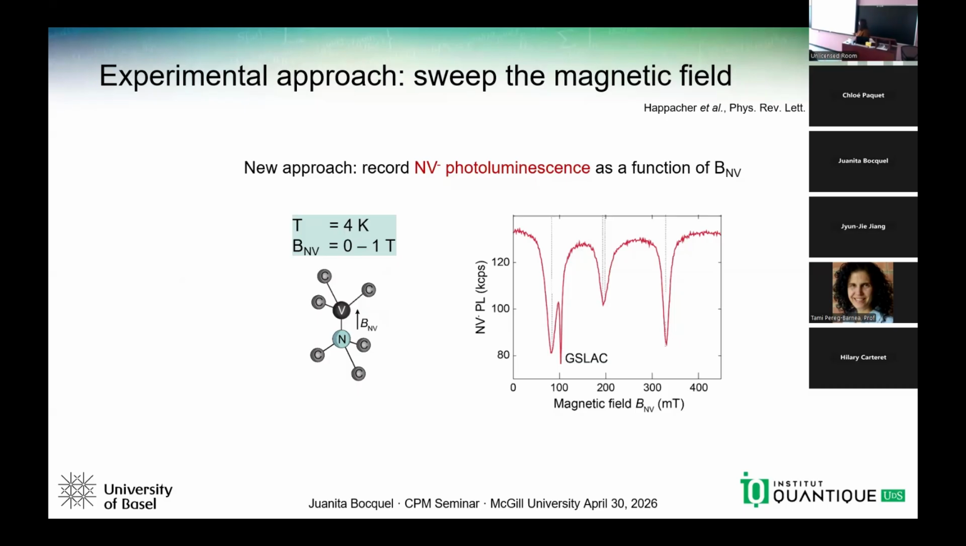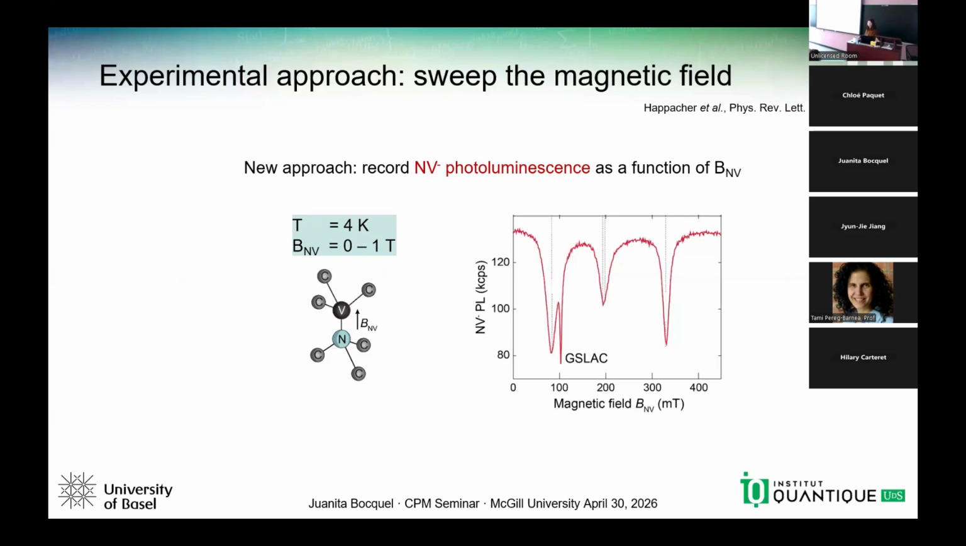But anyway, if you do that and you sweep your magnetic field, you will see that the photoluminescence level drops at certain values of magnetic field. Here you have the full photoluminescence, typically the same as you have at room temperature. But you have those deep dips at magnetic field values where you have a drop in photoluminescence.